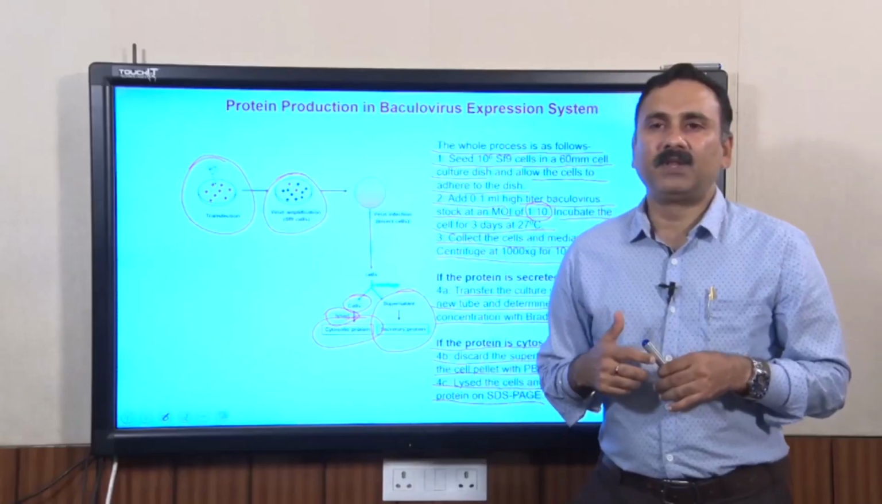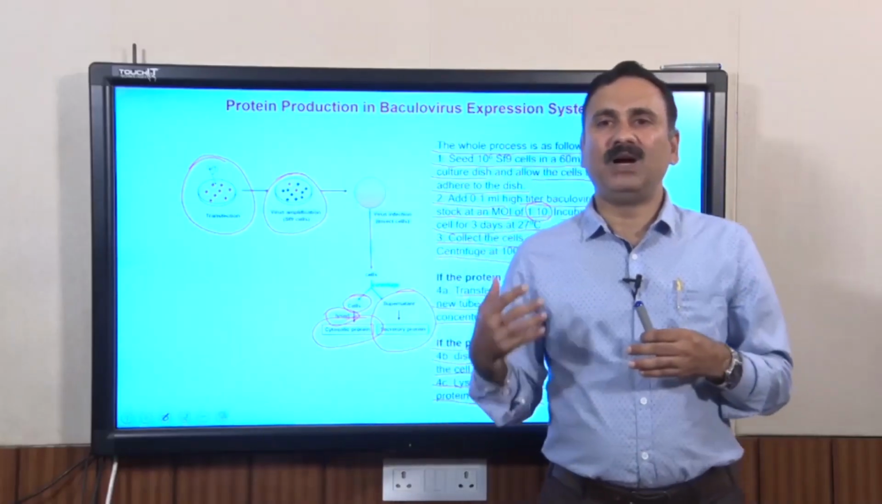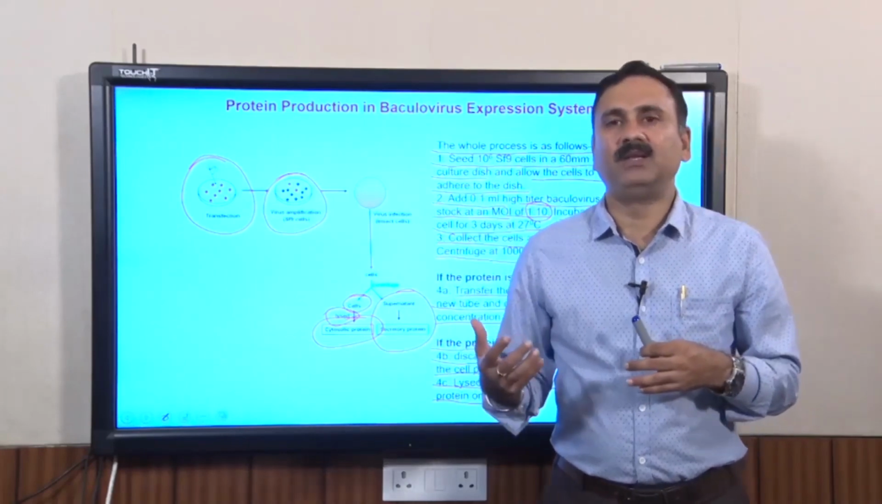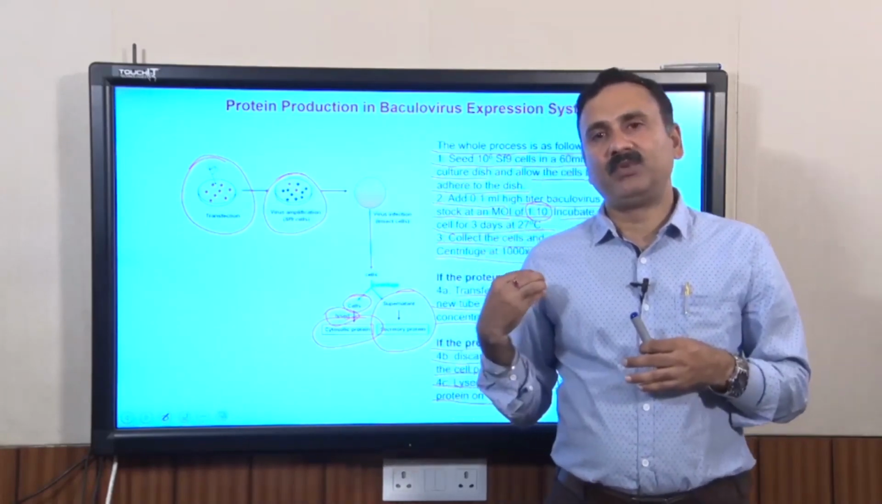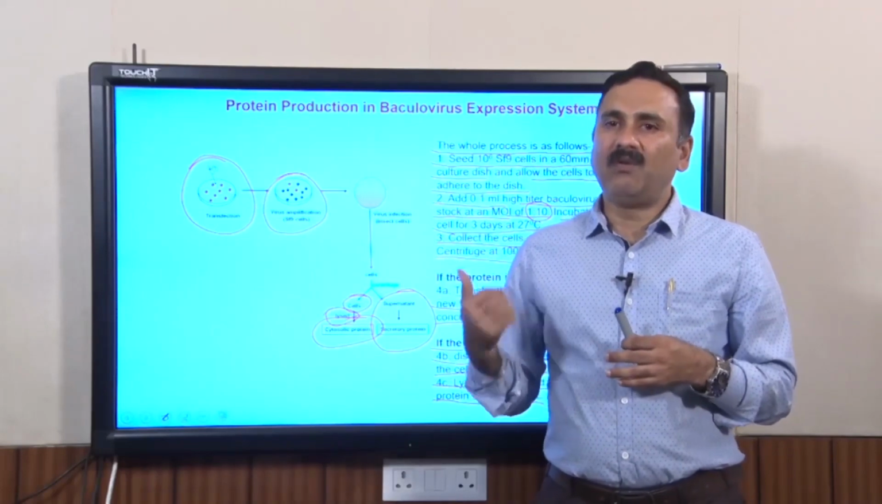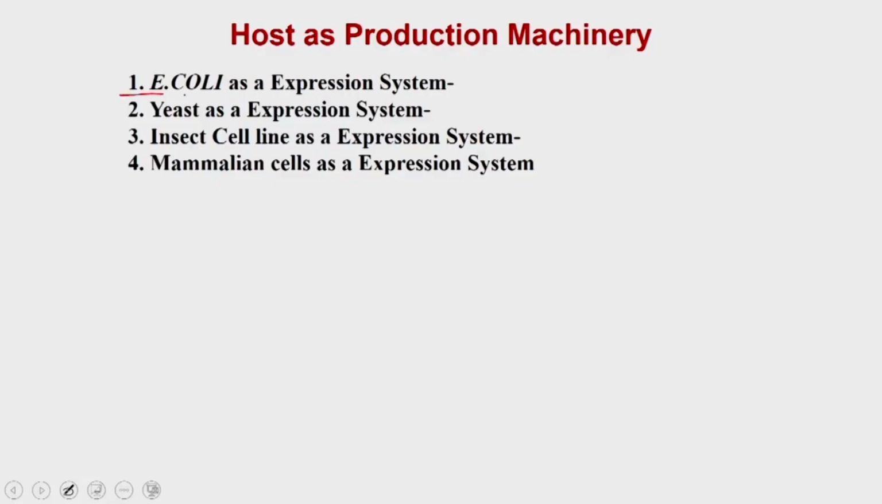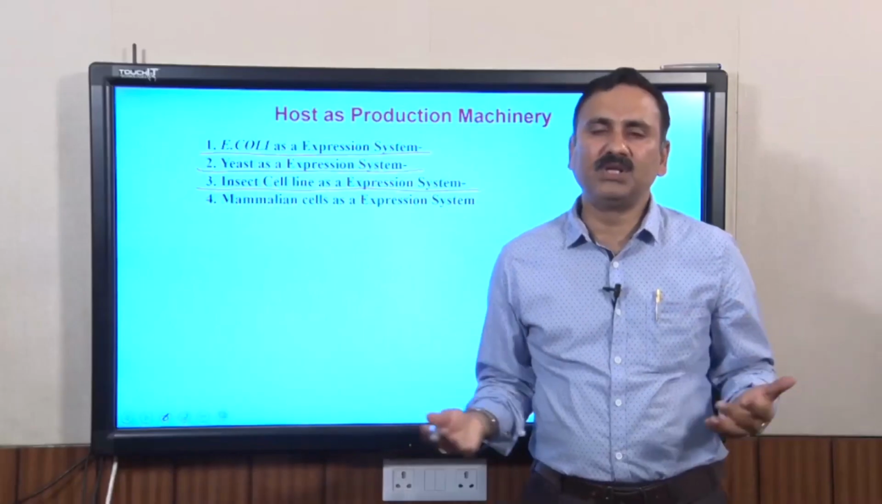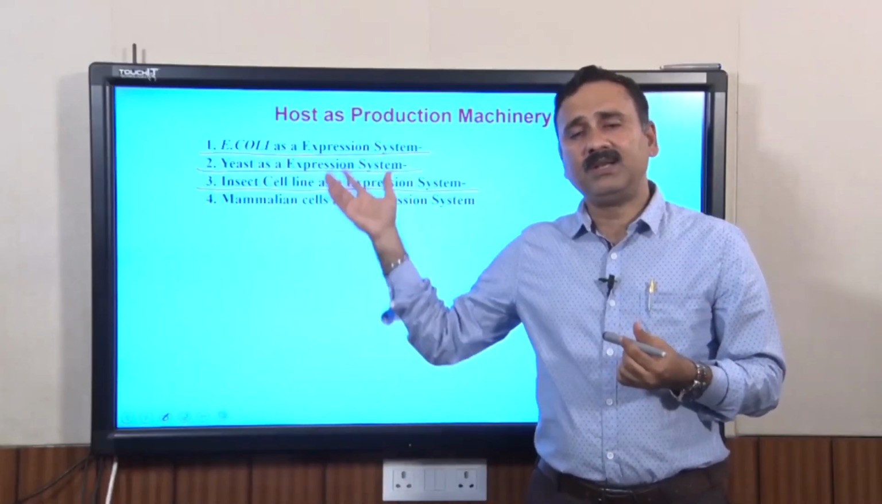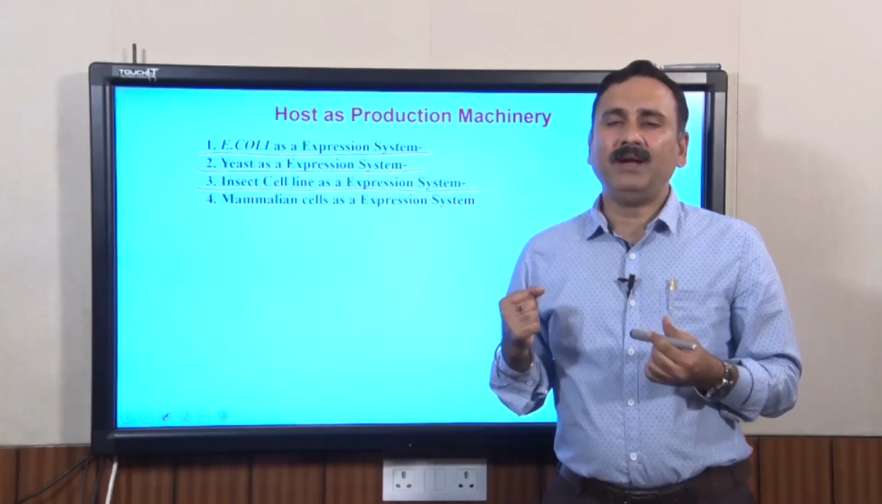So, these are the different steps which you have to follow to overexpress the protein in the baculovirus expression system. So far, we have discussed E. coli as an expression system, we have also discussed yeast as an expression system, and lastly we have discussed the insect cell line as an expression system. We have discussed the different approaches and different options available in all these expression systems.